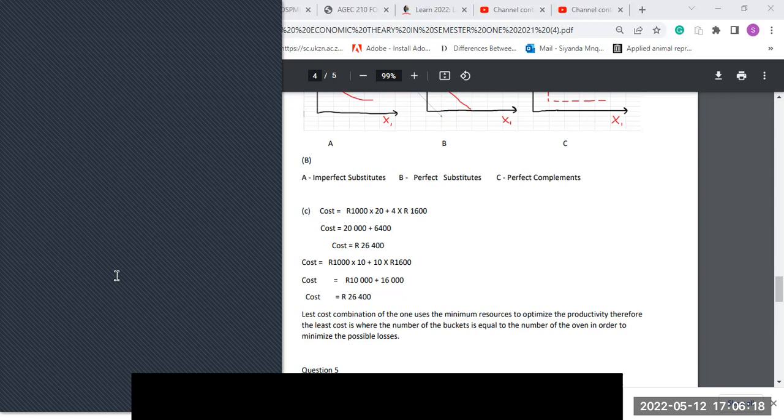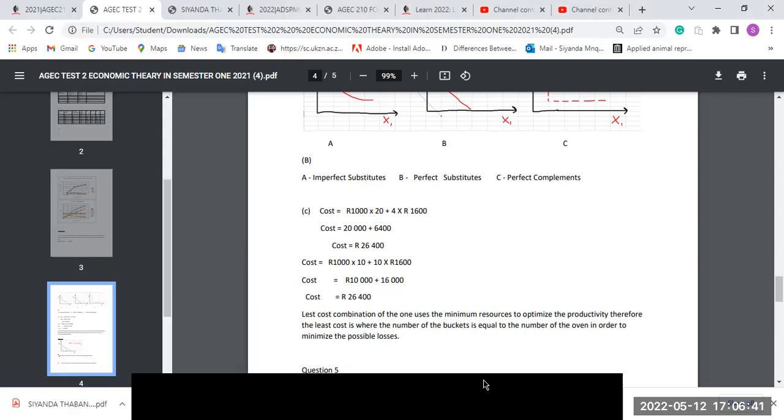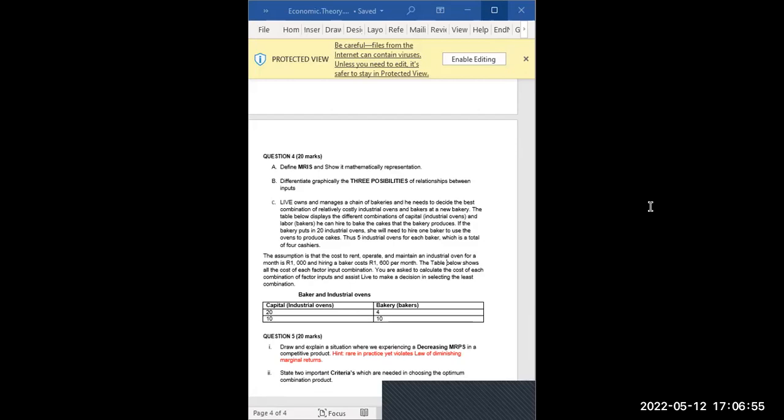So that is where the concept of the least cost combination comes in. This company owns and manages a chain of bakeries. So that is where we want to find a least cost combination, right? And taking you back, because it could be that others haven't understood exactly what is happening. So I want you guys to get it exactly.